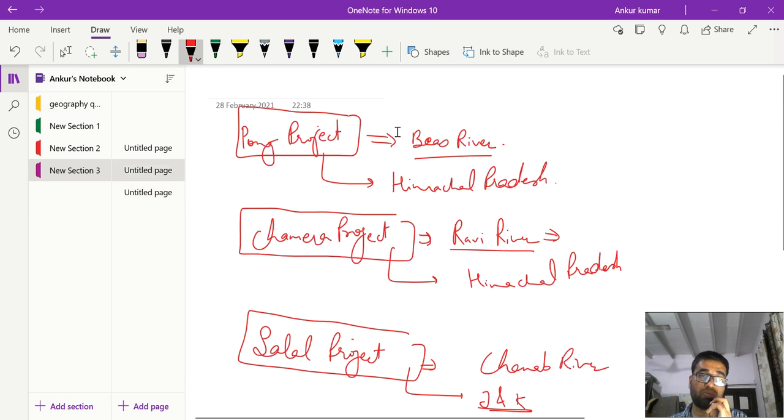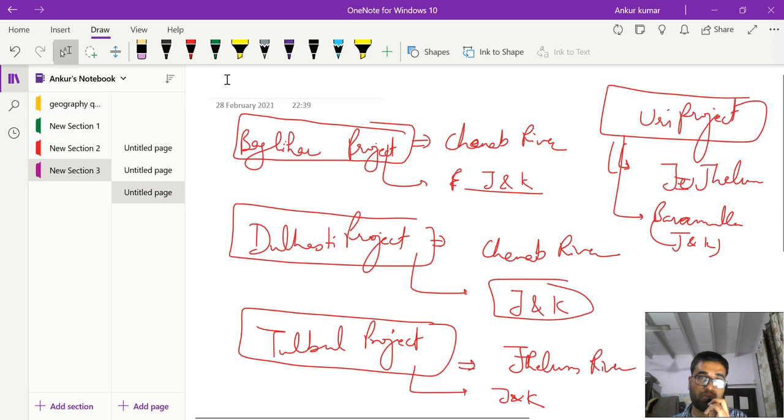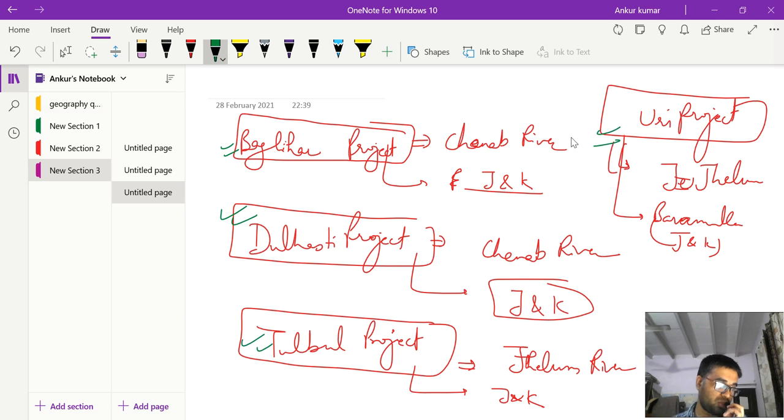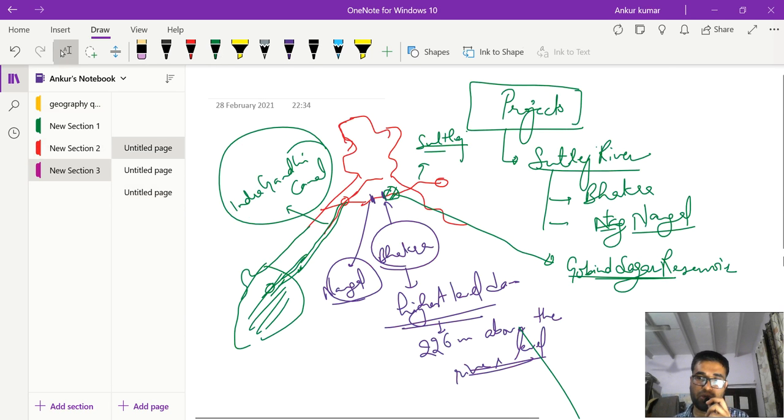Right. So these are the projects that we saw. The Pong Project, that is on Beas River. Chamera Project on the Ravi River. Salal Project on Chenab River. Baglihar Project on the Chenab River. Dulhasti again on Chenab. Tulbul on Jhelum, Uri again on Jhelum. So this was the Indus River system that we did.